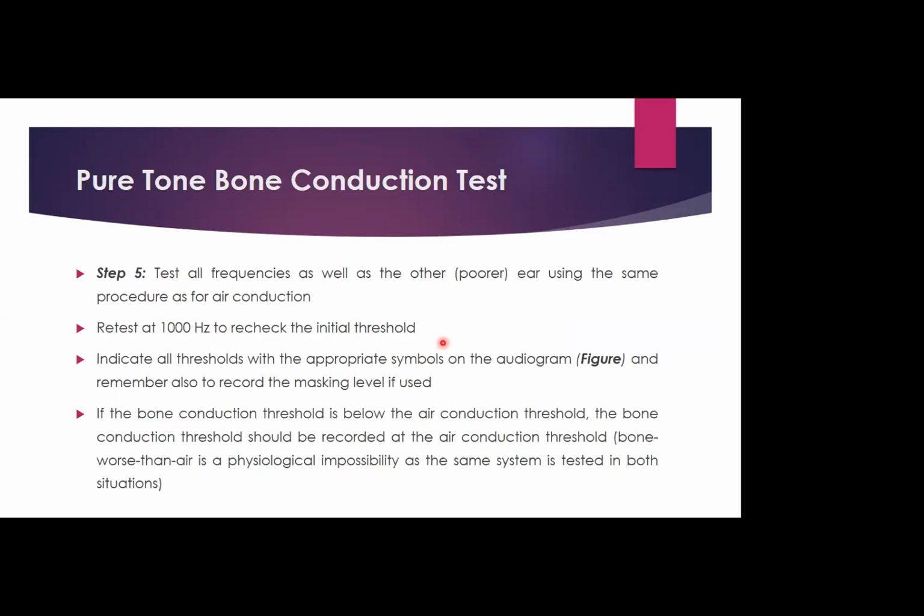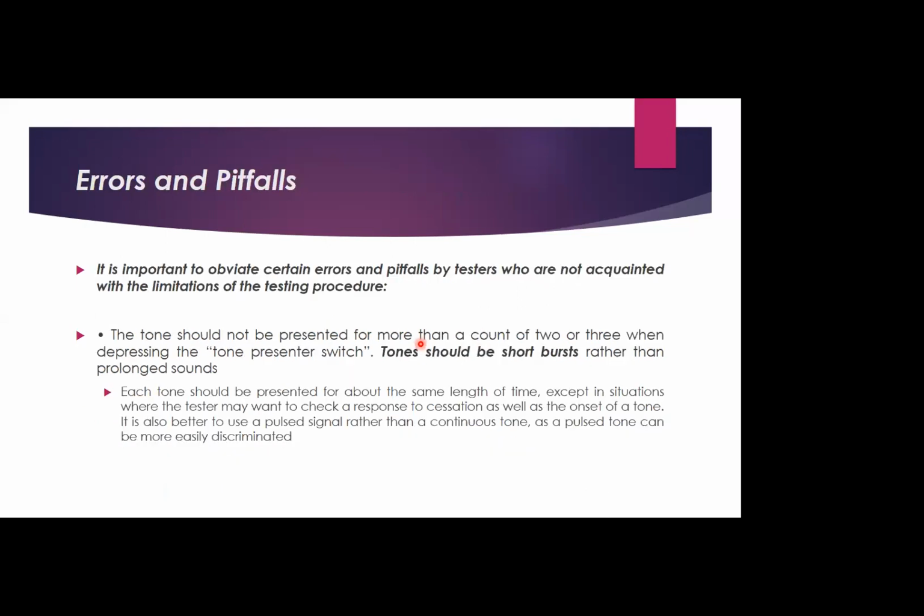So all the frequencies starting from 1000 going through 2000, 4000, and then 500 and 250 hertz. Again, retesting after 4000 at 1000 hertz. Recheck is again very helpful. And the appropriate symbols on the audiogram key we'll be seeing in future slides will be marked for whether unmasked bone conduction or masked bone conduction. Similarly, masked air conduction or unmasked air conduction, we'll see in our future slides.